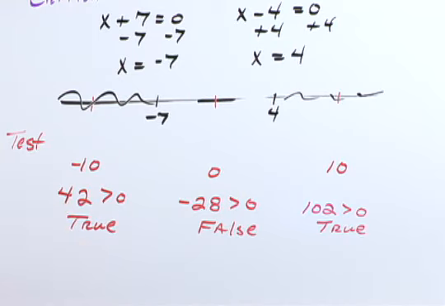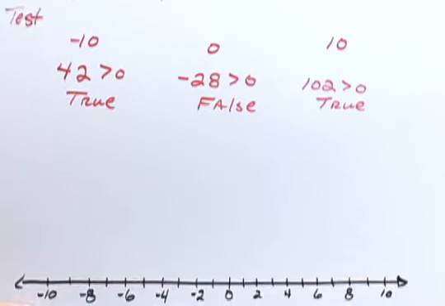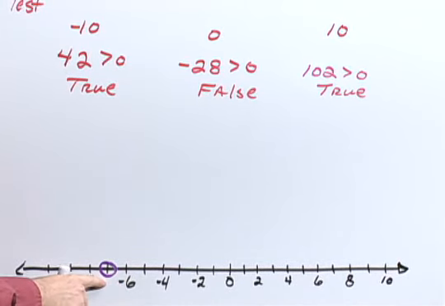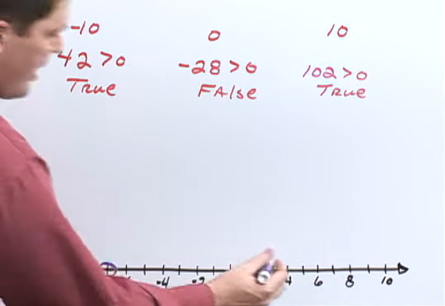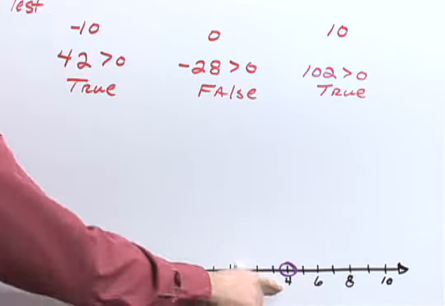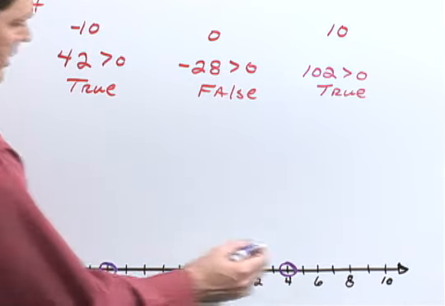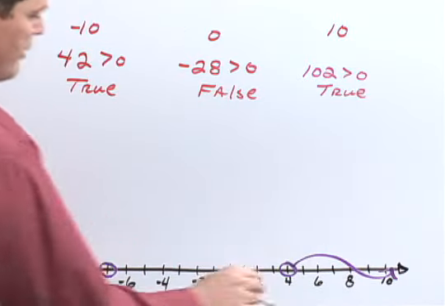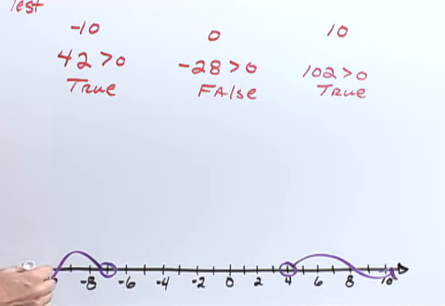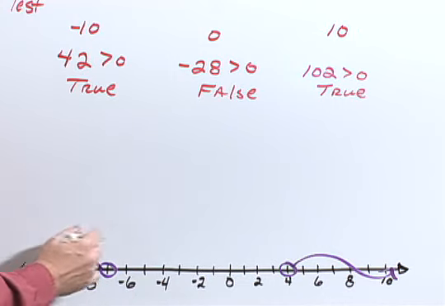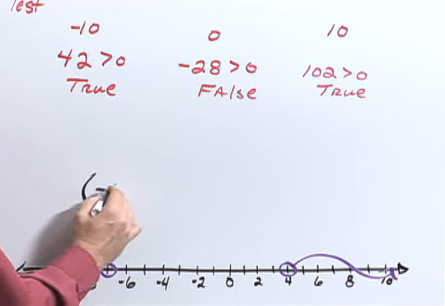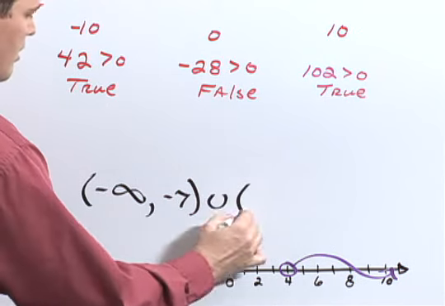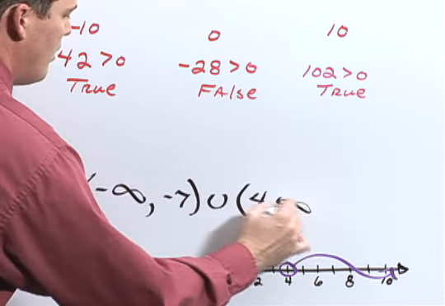Coming down below, I can then graph that on a number line with negative 7, and I'm going to use an open dot because it's non-inclusive of the point, and 4. Again, an open dot. Next, let's graph the regions that we found from above, that being greater than 4 and less than negative 7. Lastly, I can write that in interval notation as negative infinity to negative 7 union 4 to infinity.